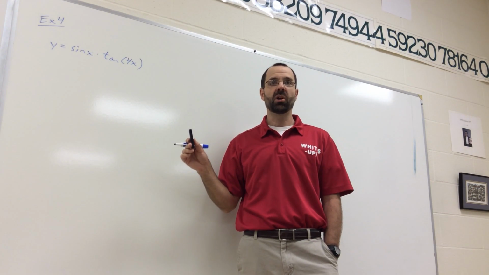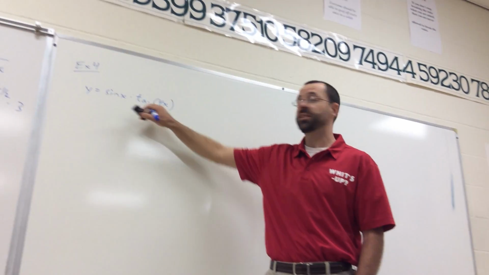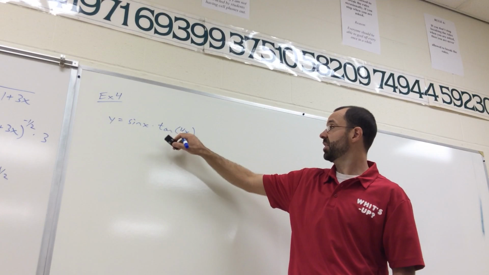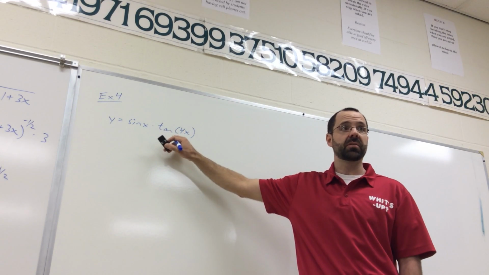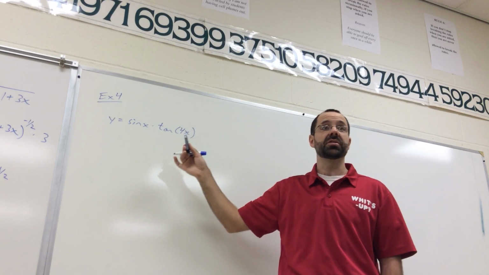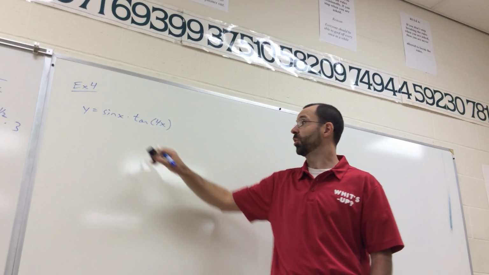Yeah, the tangent of 4x is the composition, right? Here we have 4x plugged into tangent. So when you see that, that tells you you've got chain rule going on because you've got a composition. Okay, but what else is going on in this problem? Multiplication, right?